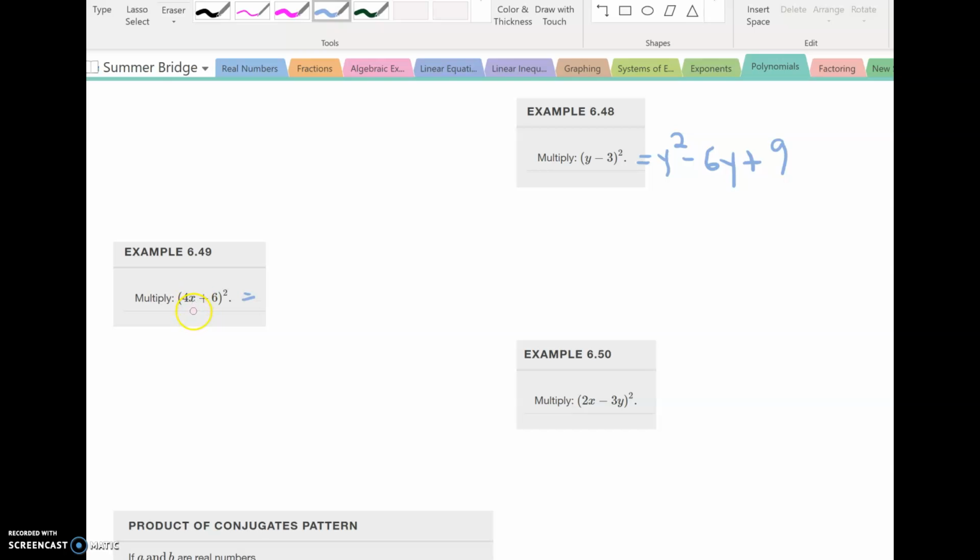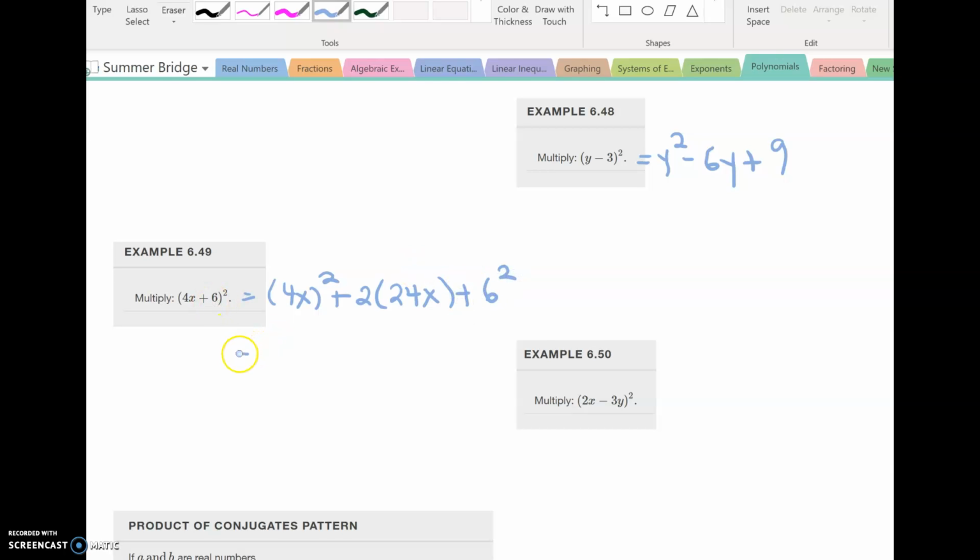I have my first term is 4x, so I'm going to do 4x squared. And then I'm going to add, because it's positive, I'm going to multiply the 6 times the 4x and multiply by 2. So 4 times 6 is 24x. And then I'm going to do 6 squared.